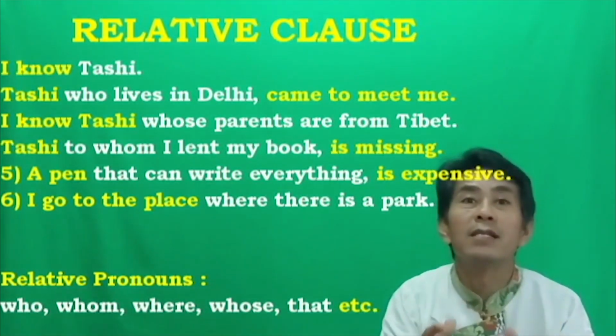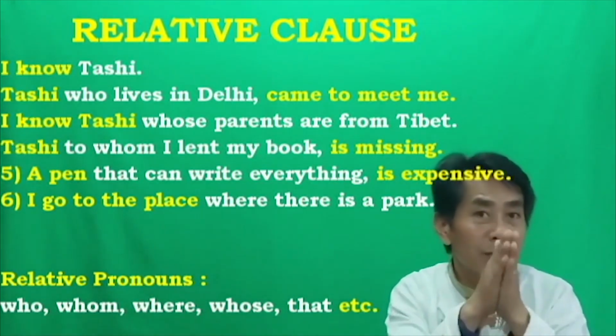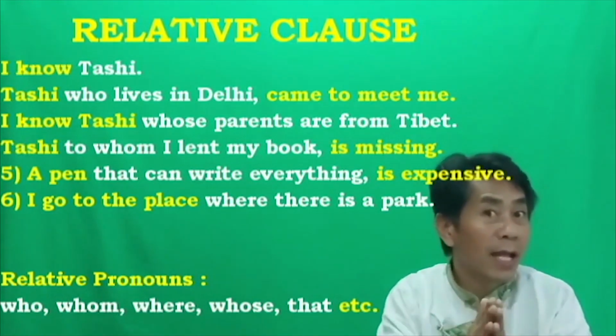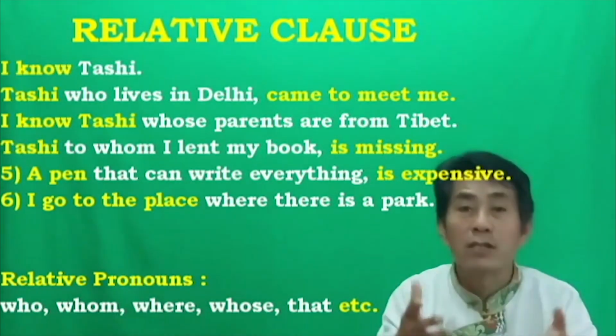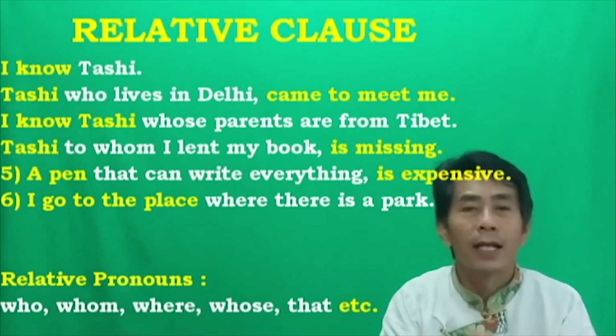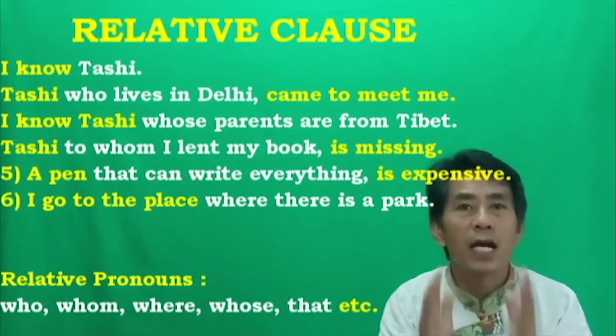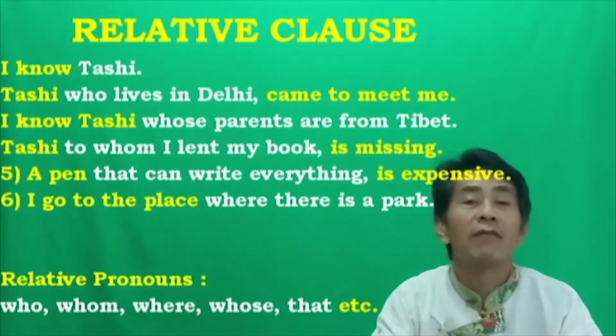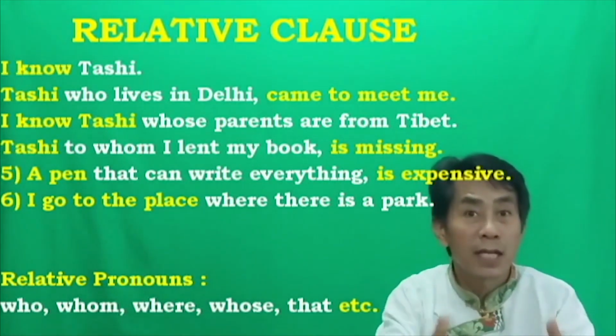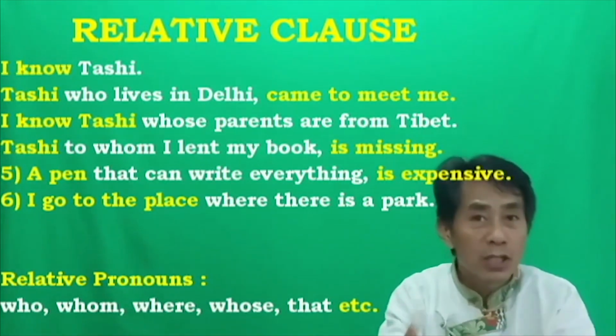Now this is a relative pronoun. Do you see the relative pronoun there? Who is the relative pronoun. Next: I know Tashi whose parents are from Tibet. I know Tashi. Now there are so many Tashi. Which Tashi?